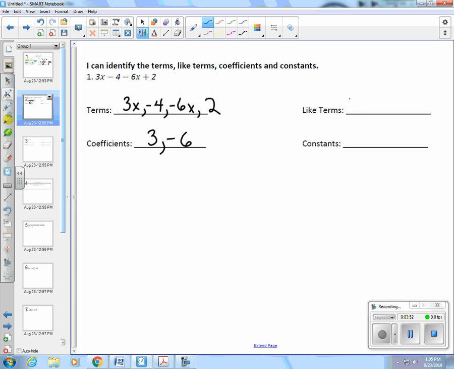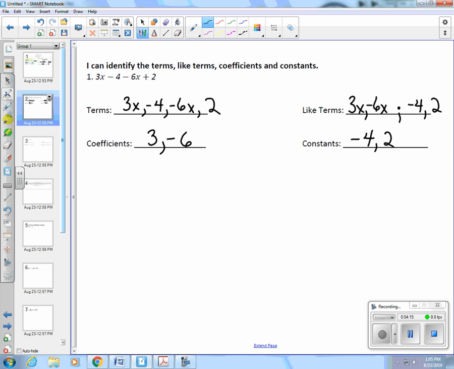Like terms, we're going to group them together. 3x and negative 6x go together. And then I'm going to put a semicolon and say negative 4 and positive 2 go together. There are two sets of like terms. And our constants have no variables, so negative 4 and 2.